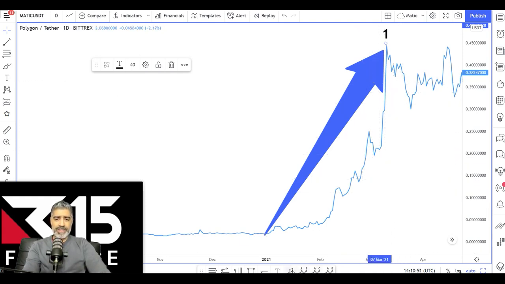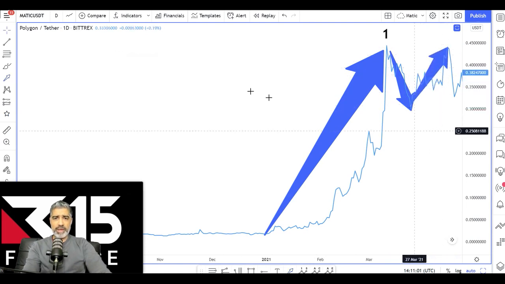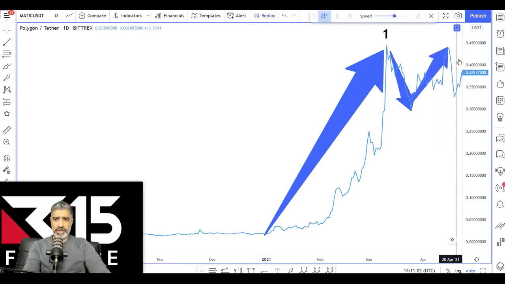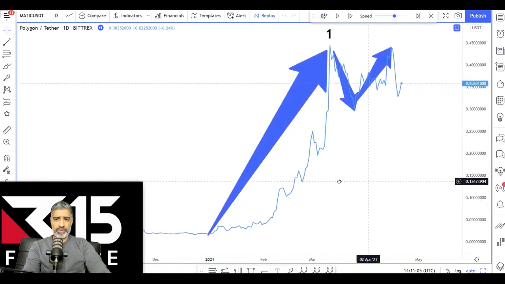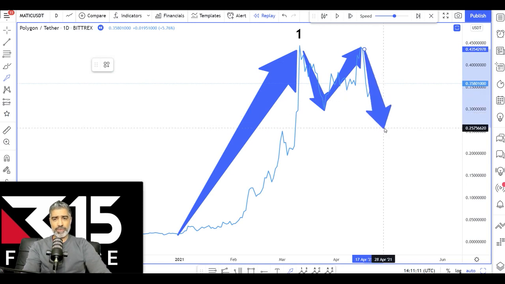And then it was forming this textbook A, and then we got this ABC, A, B, C over B. And I'm actually going to cut the data here so we can pull it forward like this. And then I was anticipating a wave C to break down like this. That's what I was anticipating.